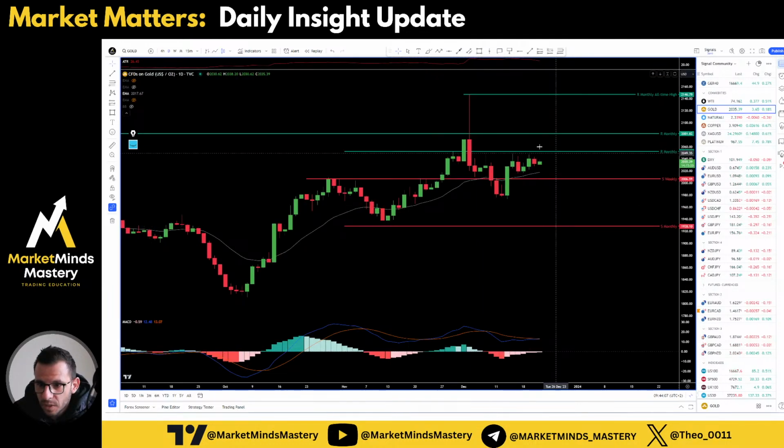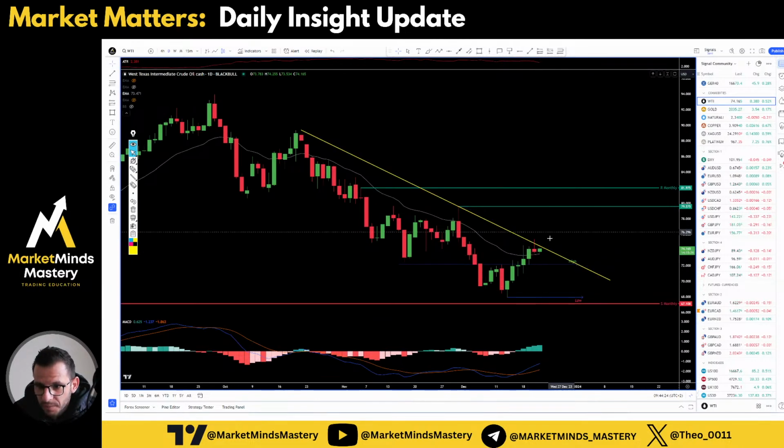Gold, bullish month for the gold. Let's see if price will break above this area. Likely it's going to break above this area. That's what we'd expect. WTI price is right now at this downward trend line.